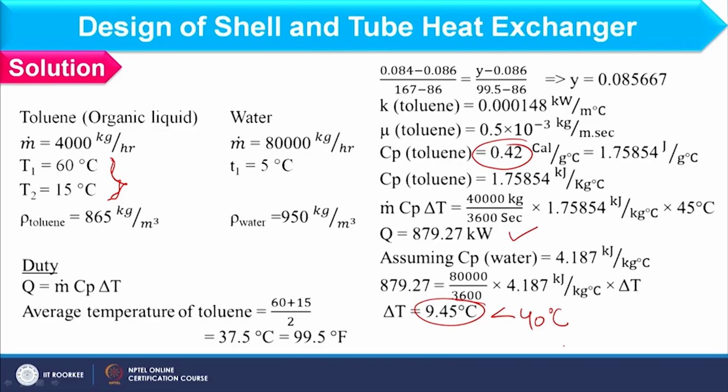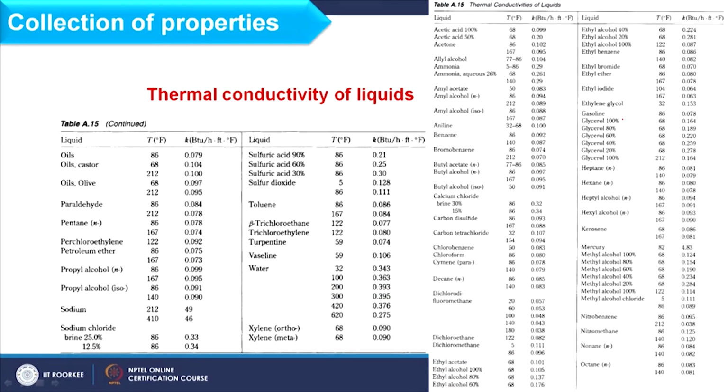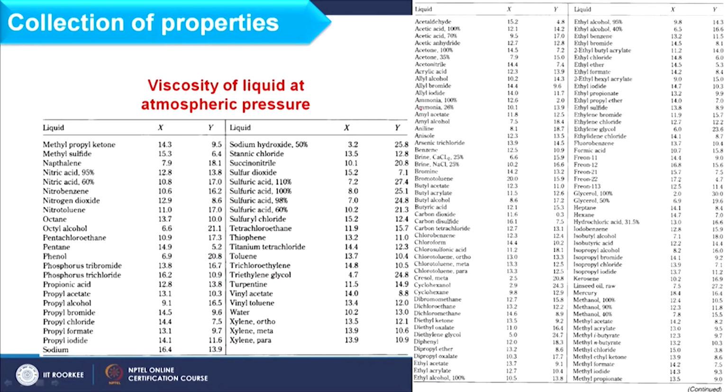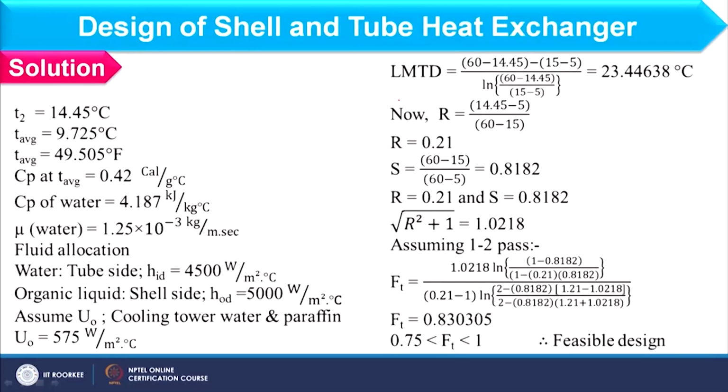And then we can find out other properties of toluene as well as water at average temperature. So, you can find out thermal conductivity and viscosity of toluene. Density is already given to us, and in a similar line we can find out thermal conductivity and viscosity for water also. Using these graphs, which I have already explained in previous lectures, you can use all these graphs.